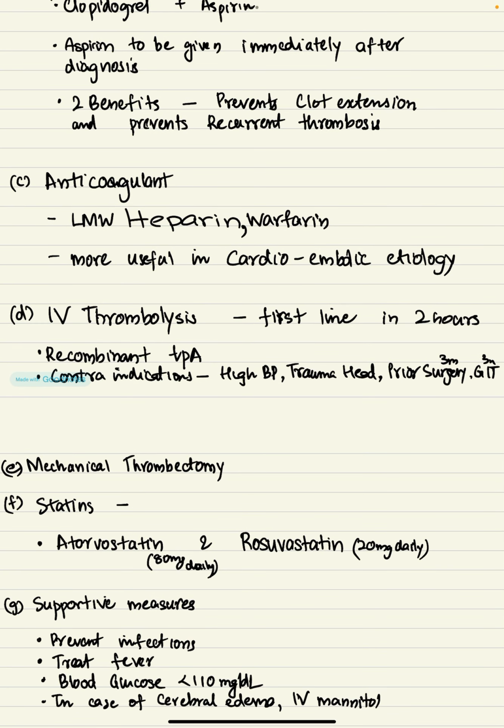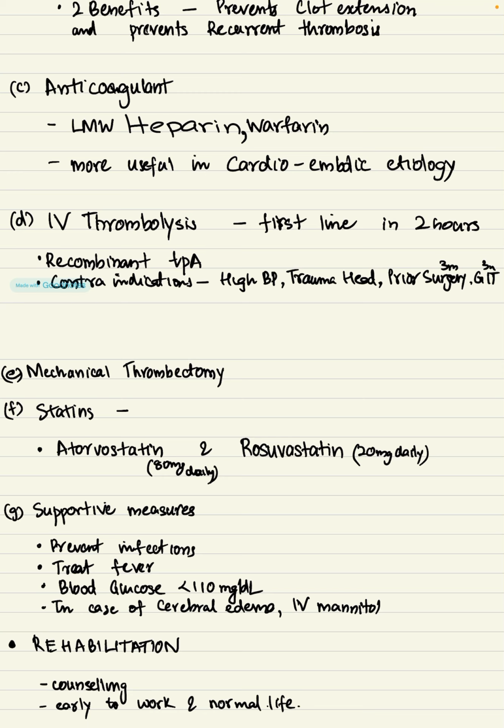IV thrombolysis is the first line of treatment within 2 hours, 2 to 3 hours. Recombinant tissue plasminogen activator is used. The contraindications are high BP, trauma to the head, prior surgery in the last 3 months, any bleeding in the GIT. Mechanical thrombectomy is done. It is another method of treatment. Statins like atorvastatin and rosuvastatin are used: atorvastatin 80 mg daily and rosuvastatin 20 mg daily.